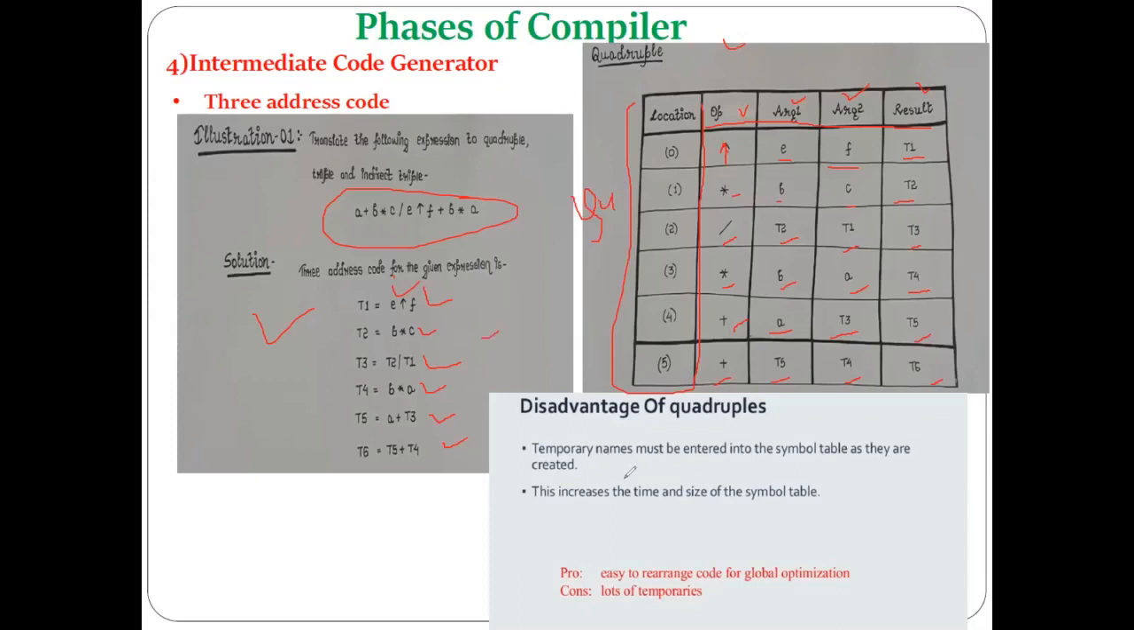Now, what are the disadvantages and the advantages of these quadruples? Disadvantage: you can see that a multiple number of temporary variables has to be generated. So temporary names must be entered into the symbol table as they are created. And if more temporary variables are generated, then the size of the symbol table may increase, and the memory requirement will also be more. Advantage is also there. The advantage is that it is simpler to understand and easy to rearrange the code. And the disadvantage is that a multiple number of temporary variables has to be generated.